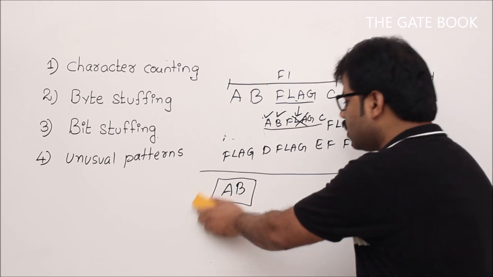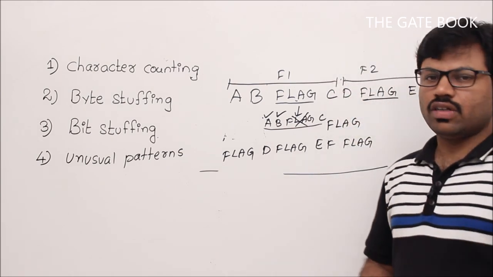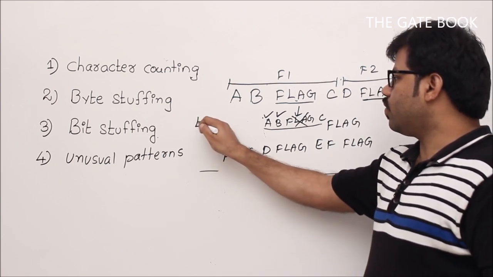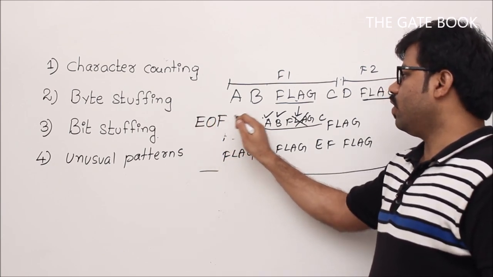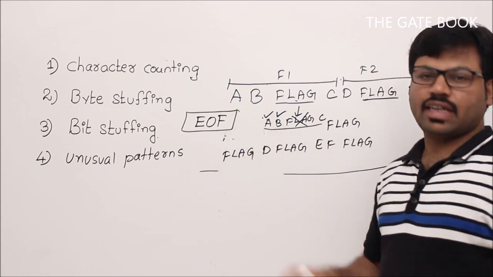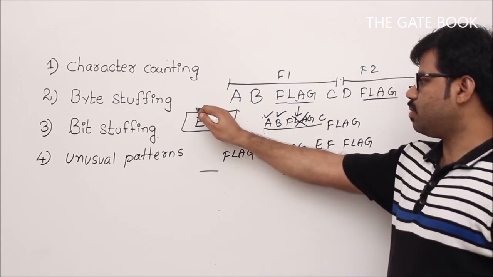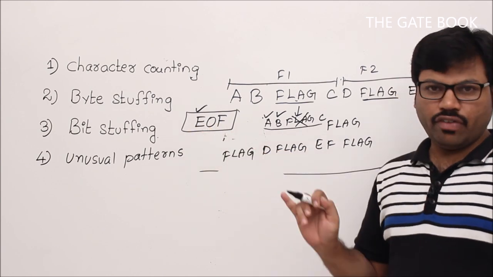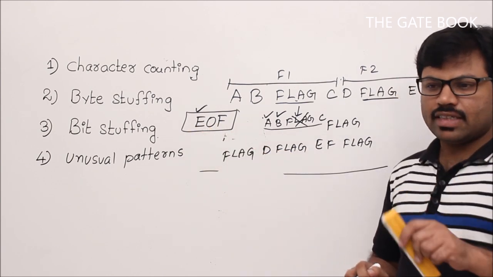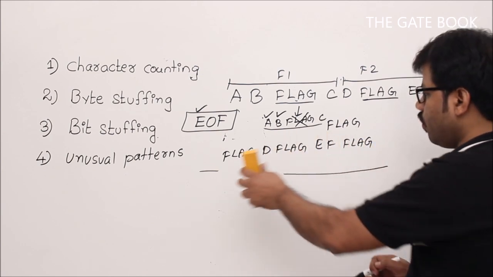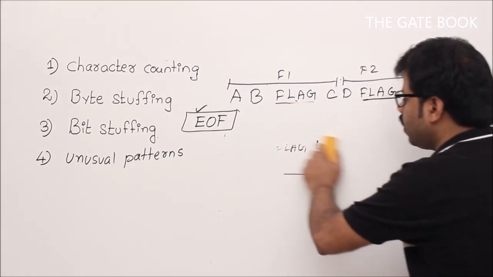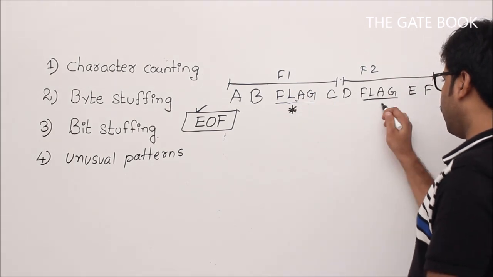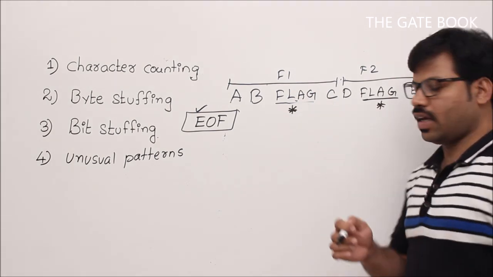If you make a small modification, our technique will work. That is stuffing an extra symbol, called the escape, usually ESC or EOF. This is one special symbol in the ASCII character set, a special binary pattern. So we add again a special pattern, EOF, before any flag. Let's see that. For example, here we have data flag. This is a flag in the data, not a control flag.